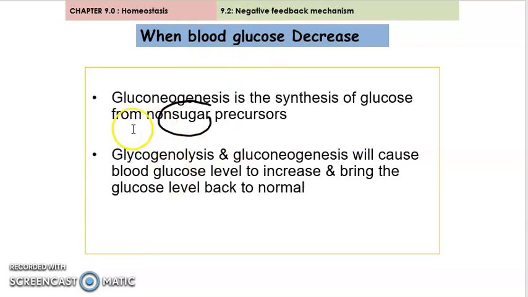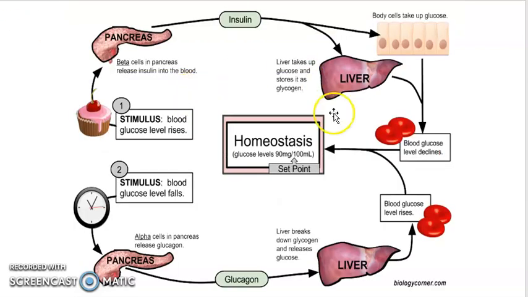So what happens when glycogenolysis and also gluconeogenesis occurs? It will cause the blood glucose level to increase and bring glucose level back to normal. So this one awak mesti kena mention lah. Okay, so if you look at this diagram, awak mesti kena bezakan in terms of what happen when the blood glucose level increase and also what happen when the blood glucose level decrease.